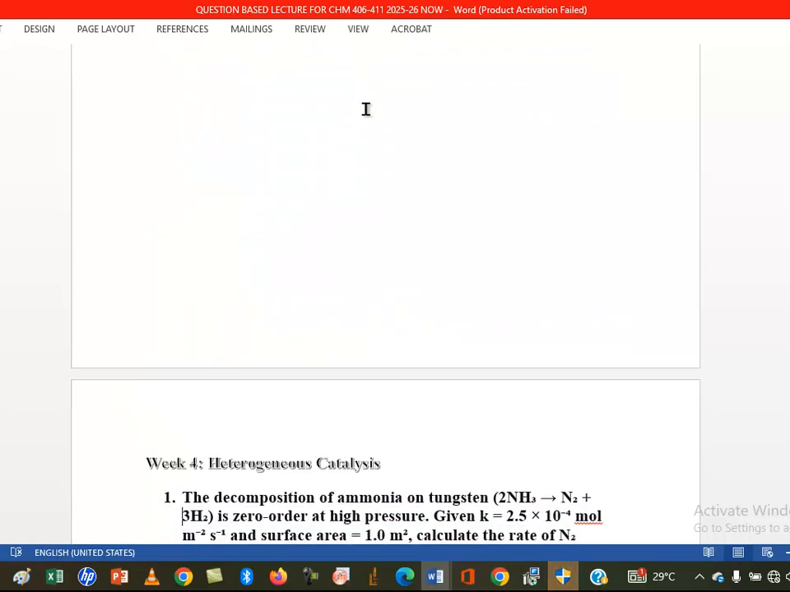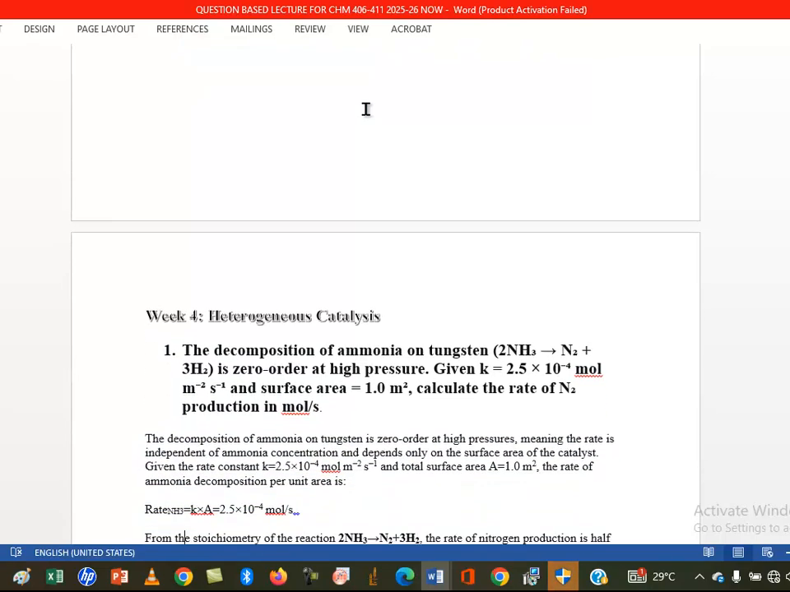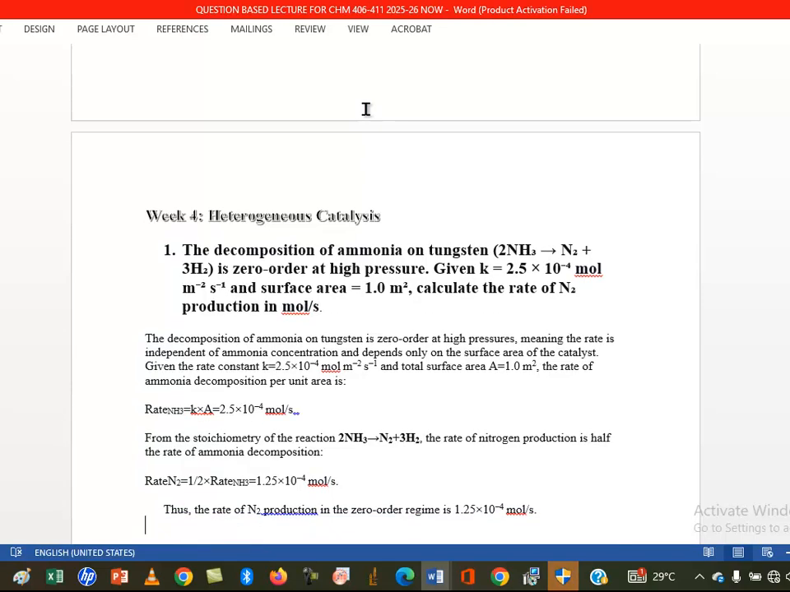Now move to the next question. The decomposition of ammonia on tungsten, you are given the equation, is zero order at high pressure. Given k is equal to 2.5 times 10 raised to power minus 4 mole per meter square per second, and surface area is 1 meter square. Calculate the rate of nitrogen gas production in mole per second.